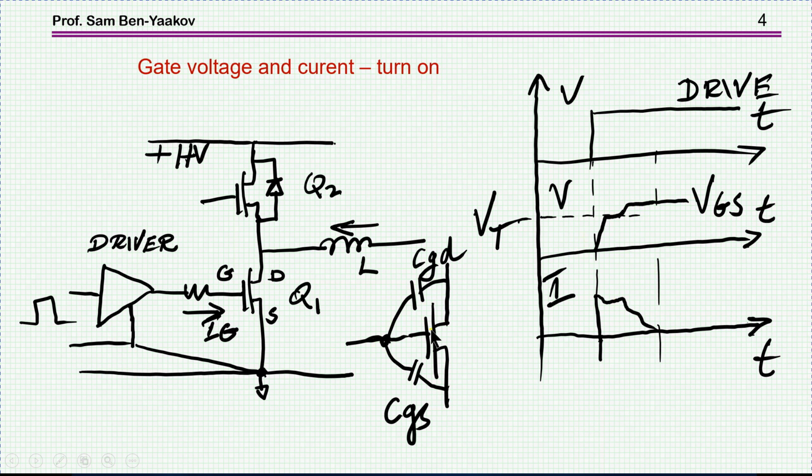And during the on time, or the rest of the time, there is no current to the gate because there is an insulation here. It's a MOSFET, it's a metal oxide, which is non-conducting, of course. Only during the turn on and off, we see these short periods of current.